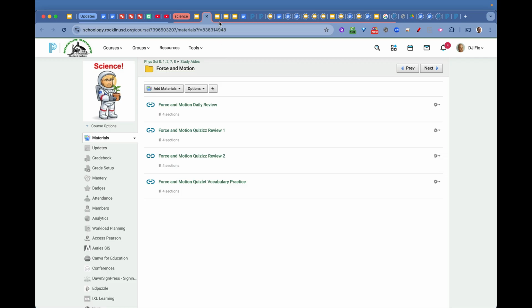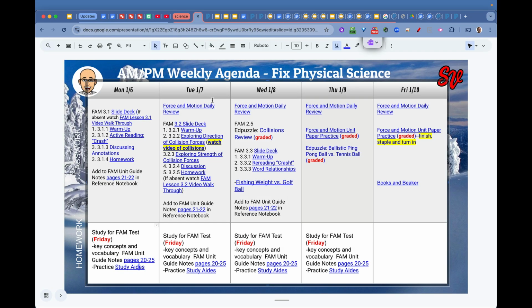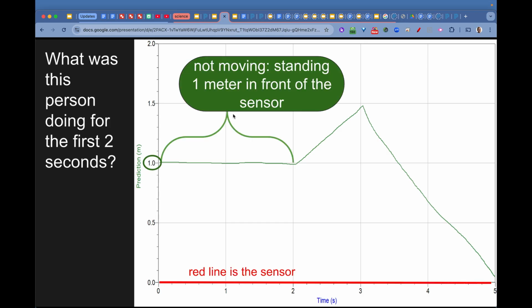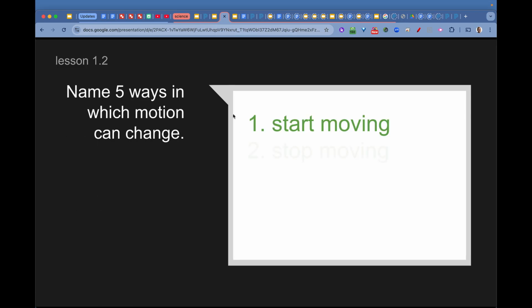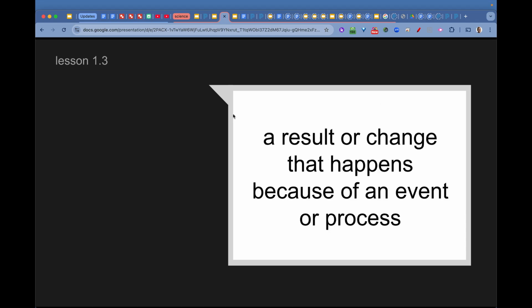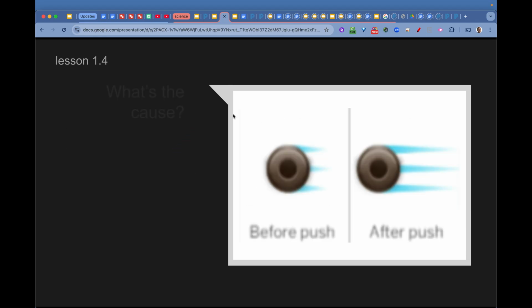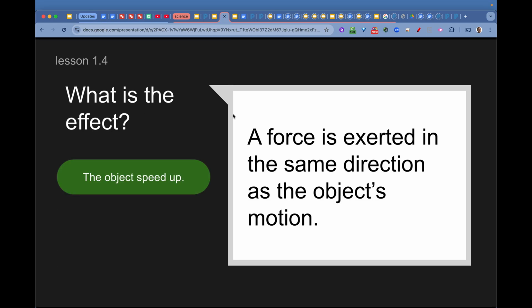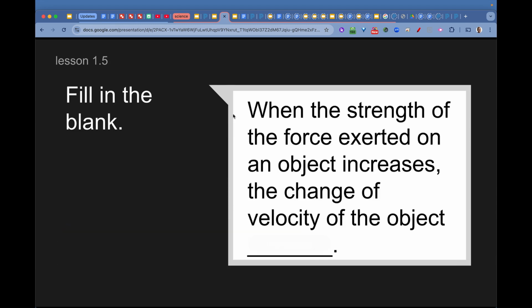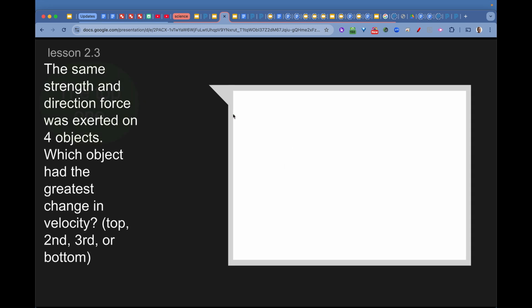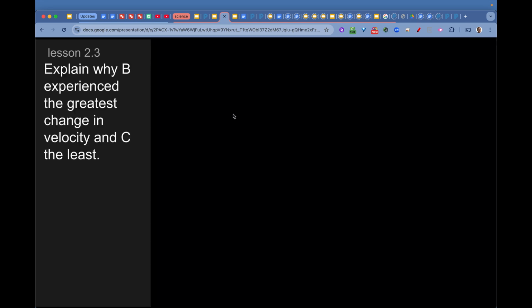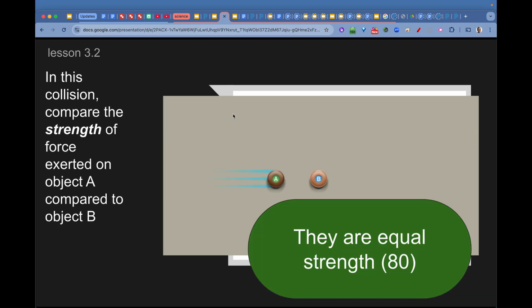We also finished the Force and Motion daily review. So again, the daily review has questions throughout the unit and answers that we did every day. We added new ones every day after each lesson that we did. So all these questions, it has answers that they can look at.